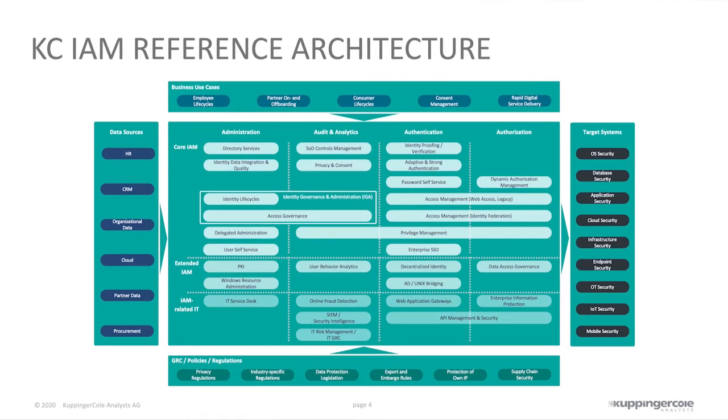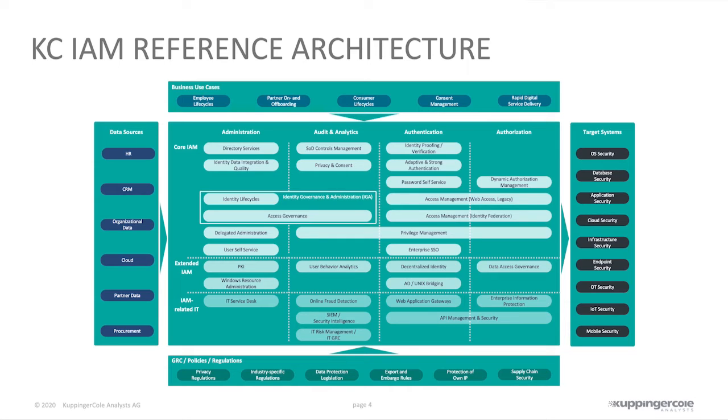A different angle to look at this topic is the KuppingerCole IAM reference architecture. We use this as a tool, as a compendium, to look at existing IAM architectures and to define a to-be architecture, so to move from a status quo to a planned new status along a roadmap.